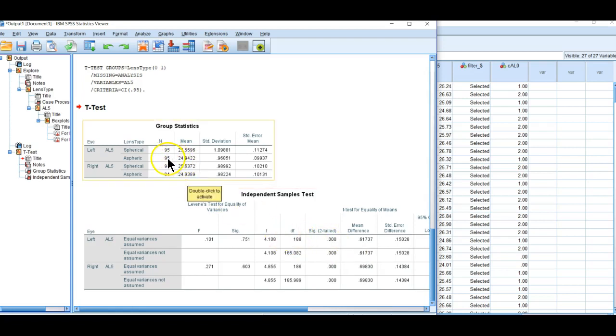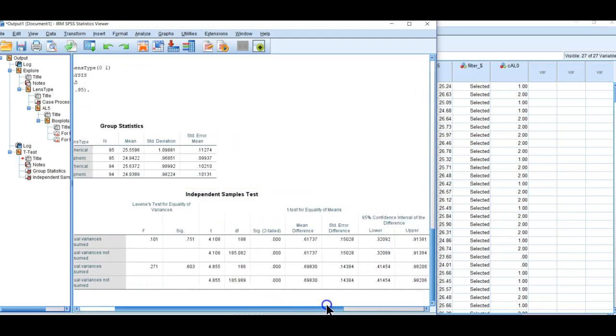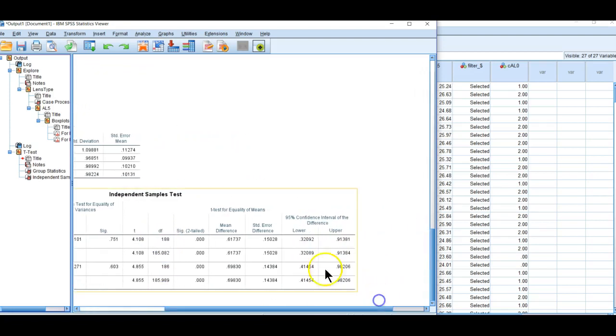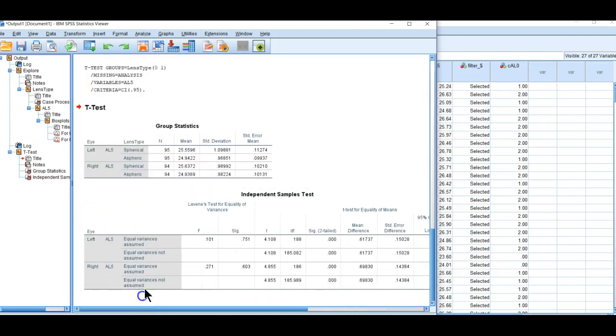That's because if we sum 95 and 95, that's 190 minus 2 is 188. So it's n1 plus n2 minus 2. It also gives us the mean difference, standard error of the difference. This is what we're 4.1 standard errors away from the null hypothesis, and we get a 95% confidence interval of that difference. So, what about effect size?